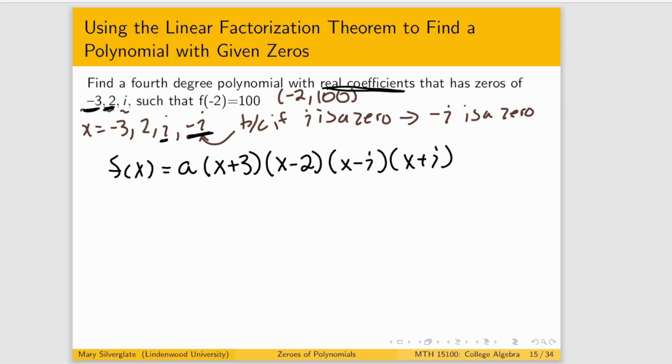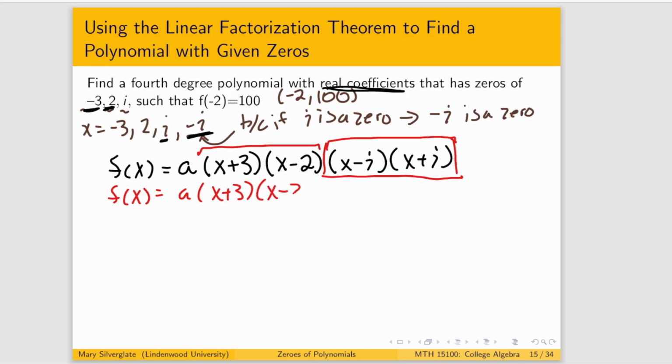And since we want real coefficients, it's okay if we don't touch these two parentheses. Those are already entirely real. But what we don't want is a bunch of i's showing up. So we need to expand out just this part that has i's in it. For now, I'm just going to rewrite the other parts. And now let's expand out the part that has i's in it.